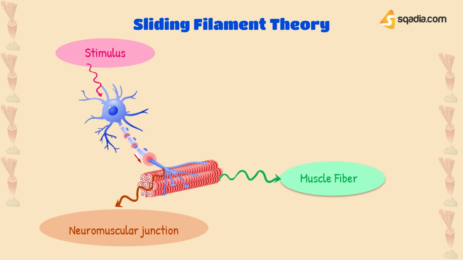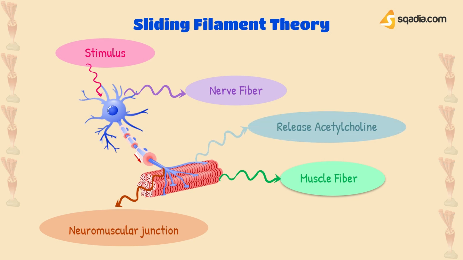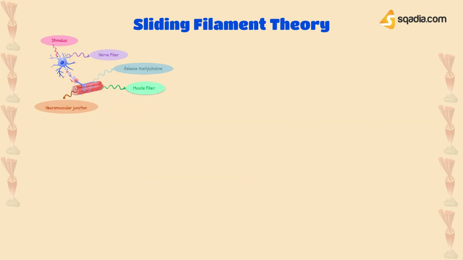Here are the muscle cells, and here is the nerve fiber. Now, at the end of the nerve fibers, there are receptors for acetylcholine release. At the neuromuscular junction, acetylcholine is released, setting off a cascade of events. This release of acetylcholine generates an electrical impulse known as an action potential.